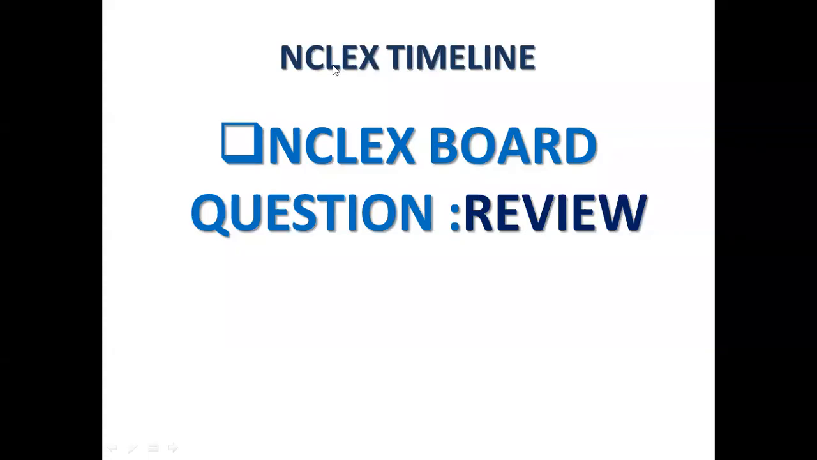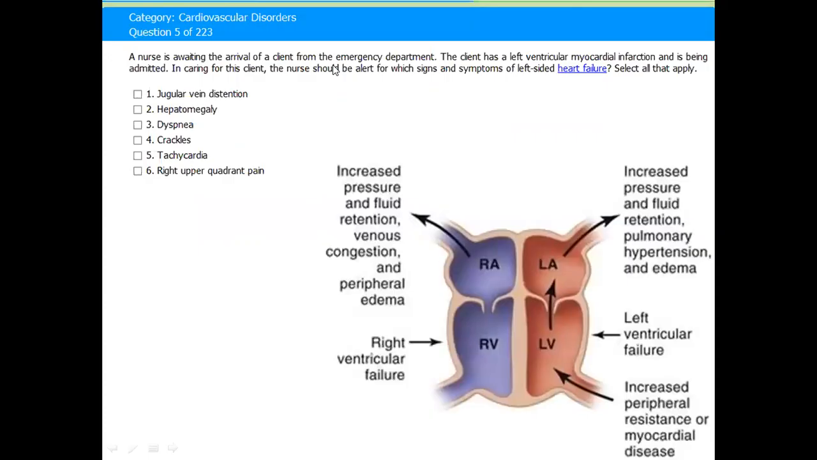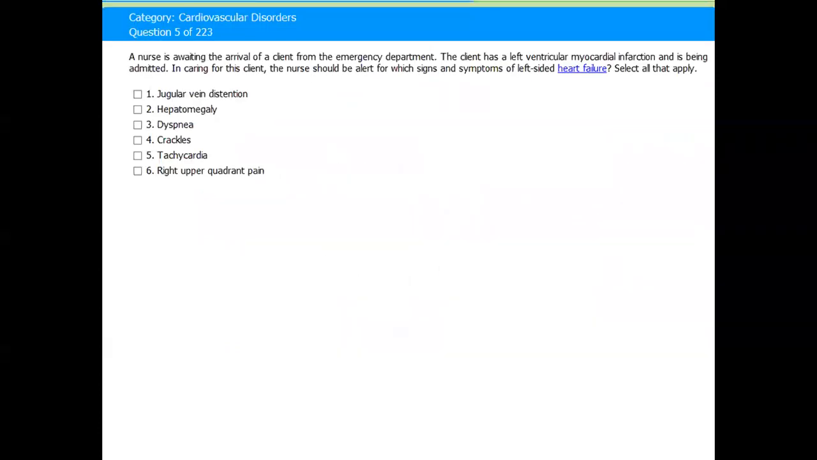Let me review a few questions and answers for NCLEX. First question is here. The nurse is awaiting the arrival of a client from the emergency department. The client has a left ventricular myocardial infarction and is being admitted.